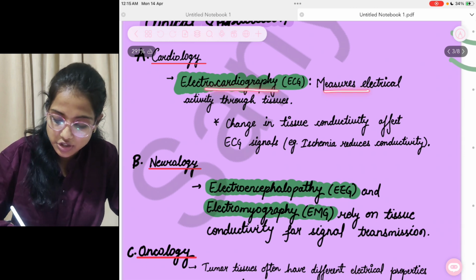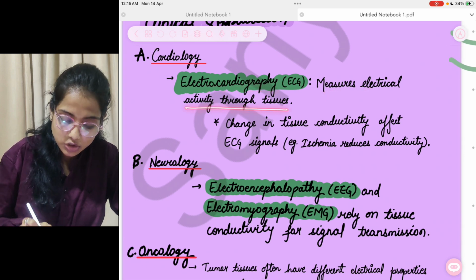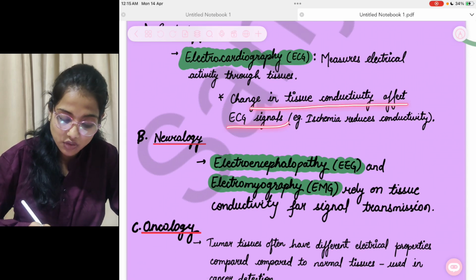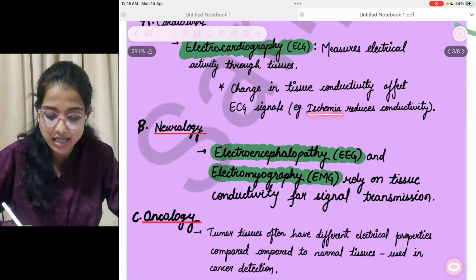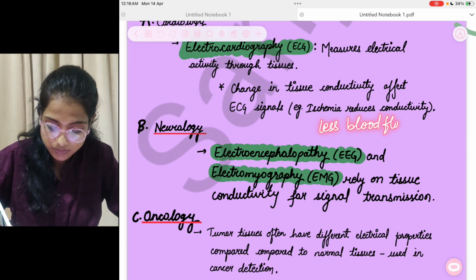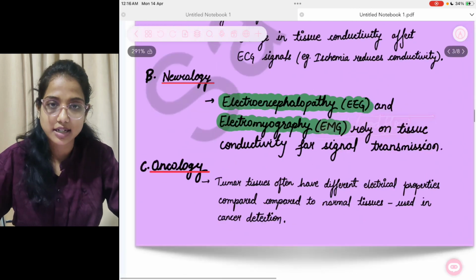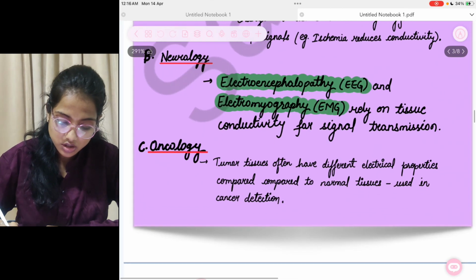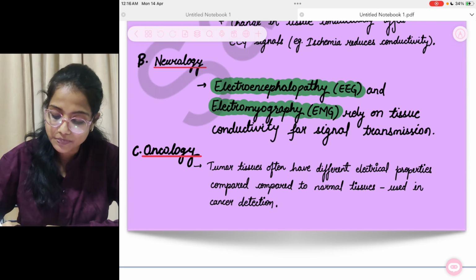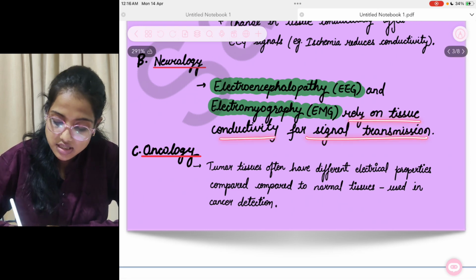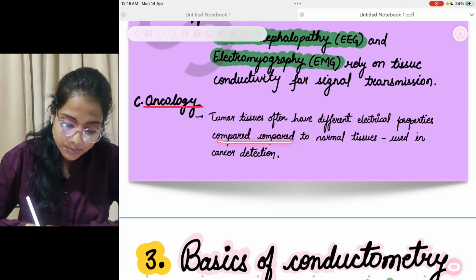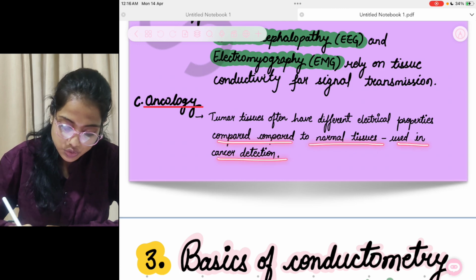In electrocardiography, it measures the electrical activity through tissues, and if there is any change in the tissue conductivity, it will affect ECG signals. For example, ischemia. Ischemia, what is it? Less blood flow, which reduces conductivity. Then in neurology, you will get to know in electroencephalography and electromyography. It relies on tissue conductivity for signal transmission. In oncology, tumor tissue often has different electrical properties compared to normal tissue, used in cancer detection.